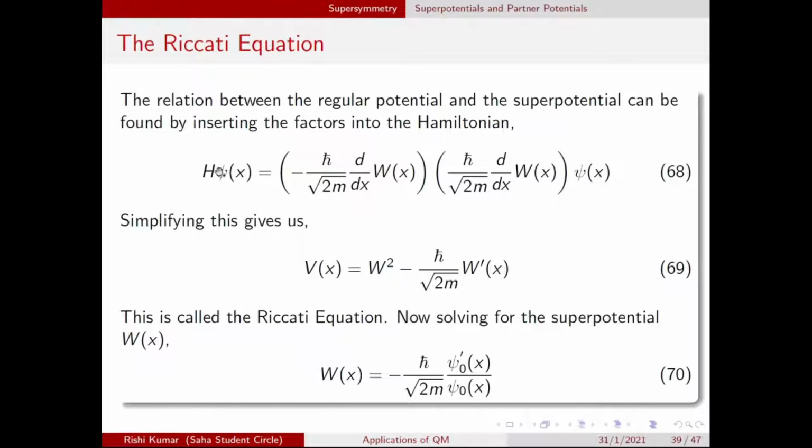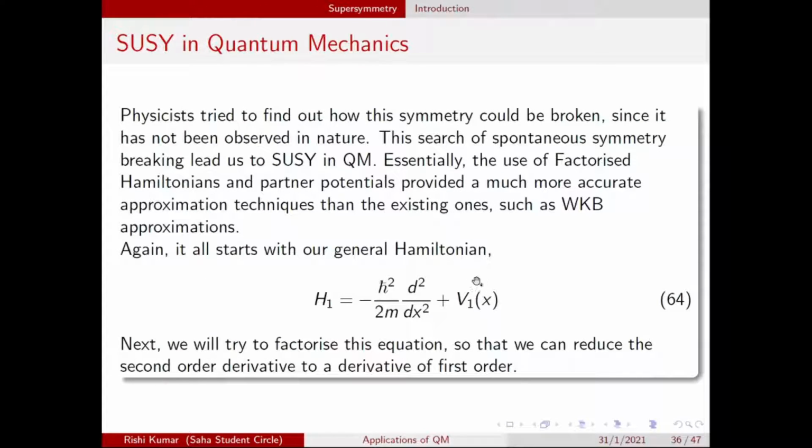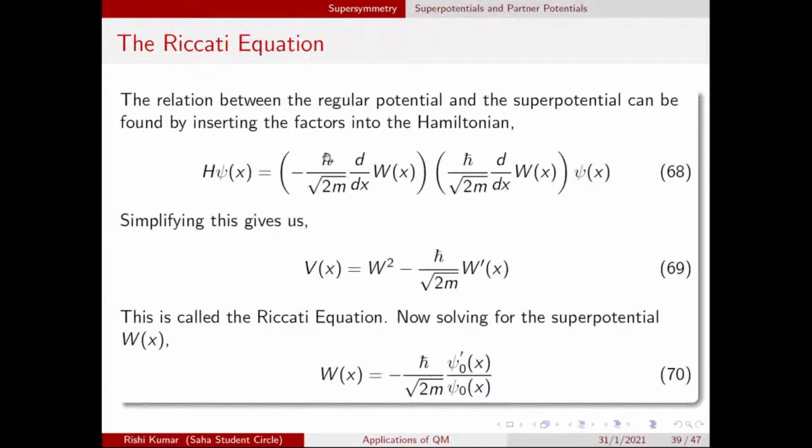So H psi(x) equals, right here we have our V1(x) and our Hamiltonian, right? So we essentially substitute it back into our equation. So H psi(x) equals this right here, A dagger A psi(x).